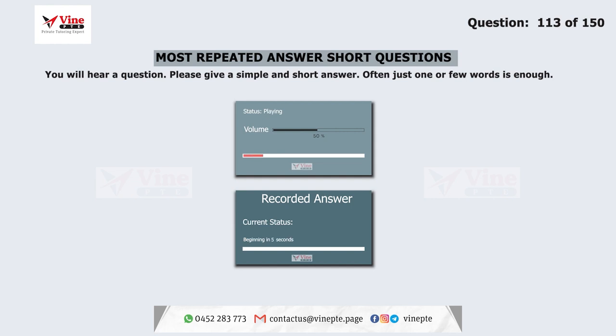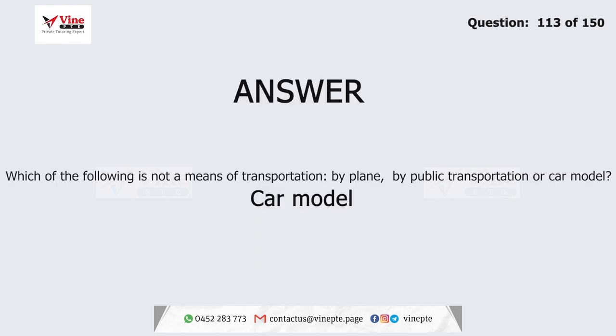Which of the following is not a means of transportation: by plane, by public transportation, or car model? Car model.